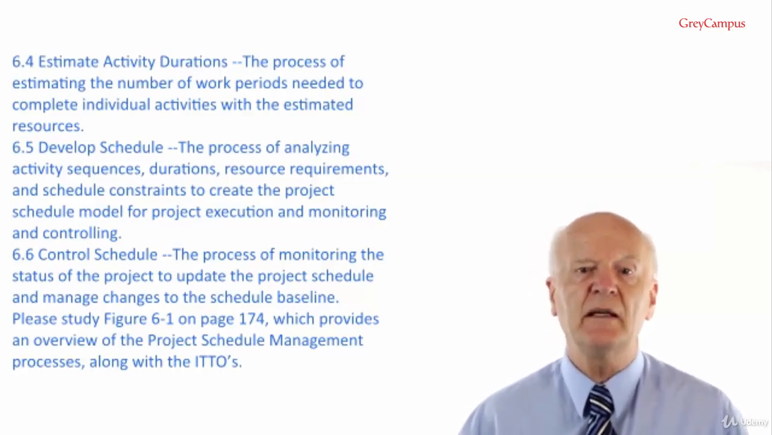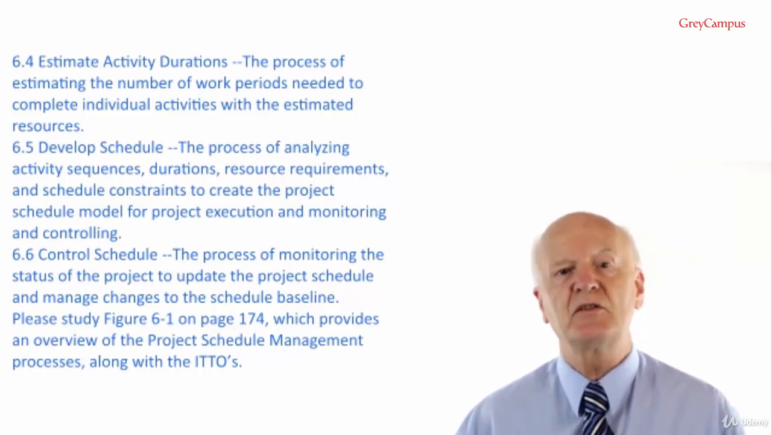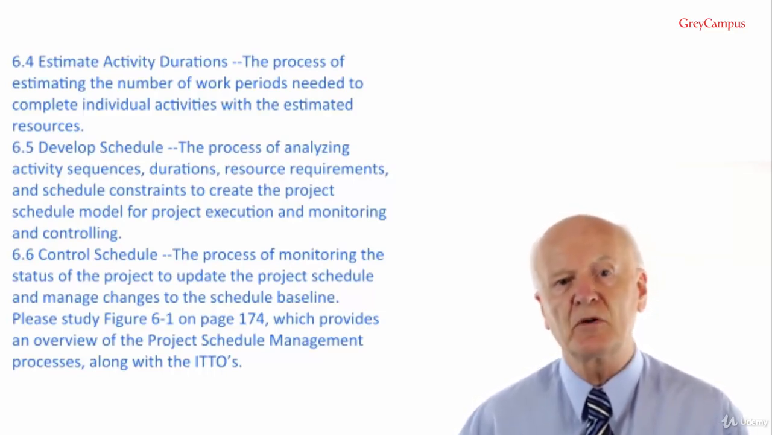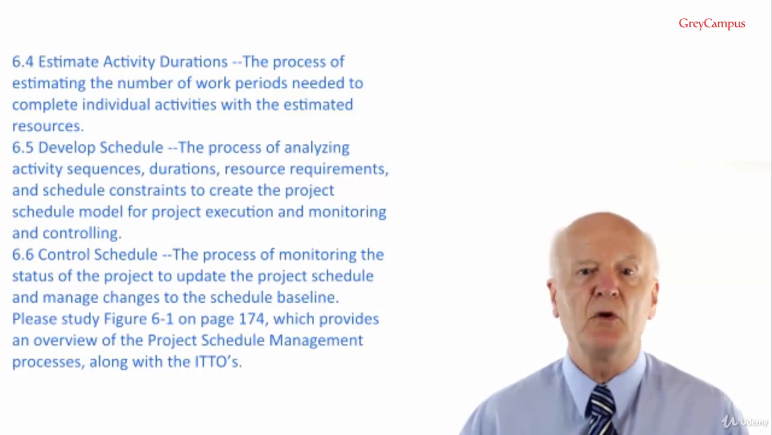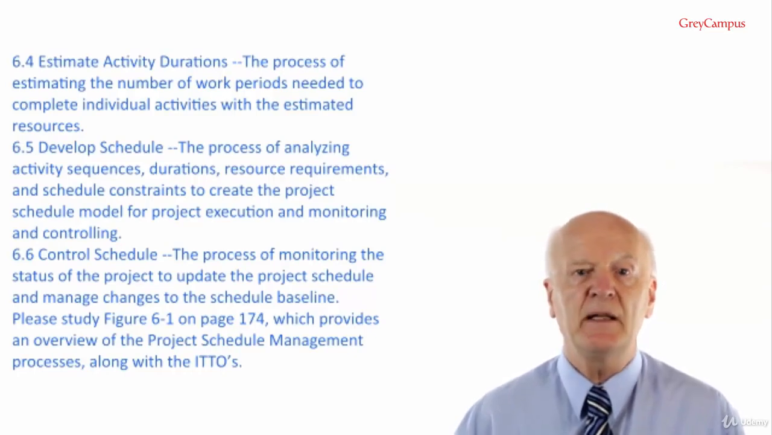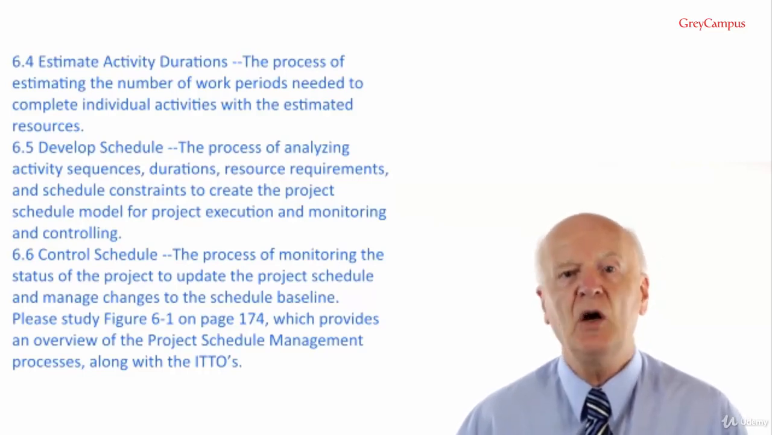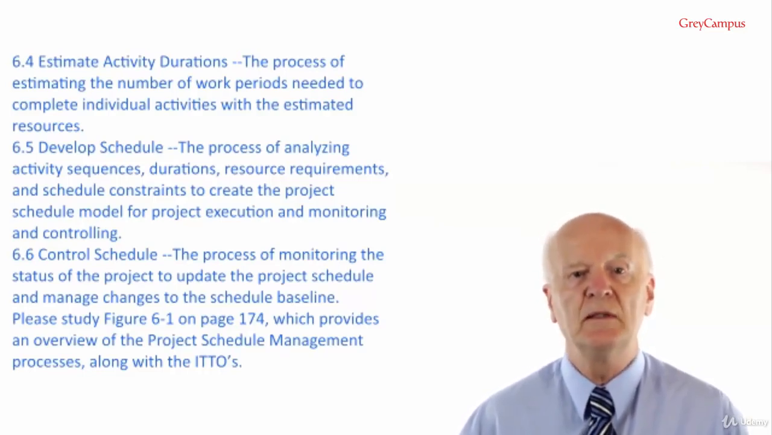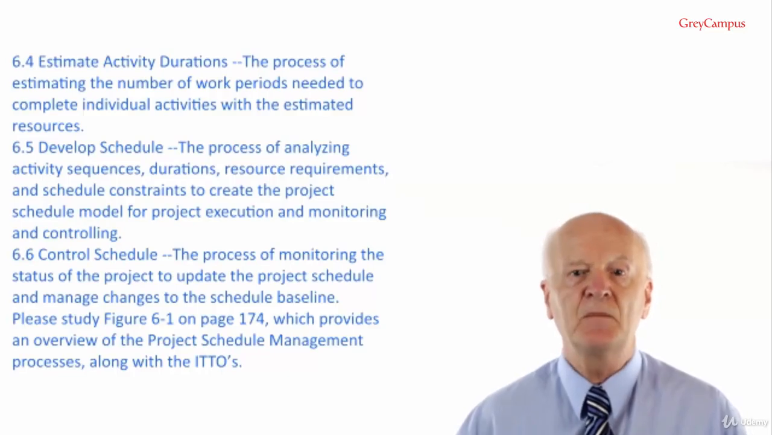The process of analysing activity sequencing, durations, resource requirements and schedule constraints to create the project schedule model for project execution and monitoring and controlling. 6.6, Control Schedule. The process of monitoring the status of the project to update the project schedule and manage changes to the schedule baseline. Please study figure 6.1 on page 174, which provides an overview of the project schedule management process, along with the inputs, tools and techniques and outputs.